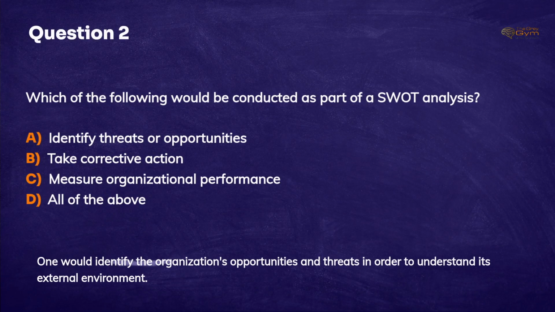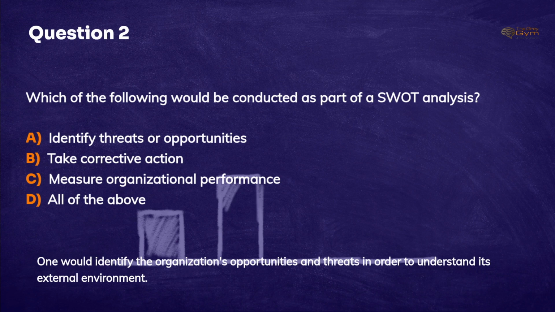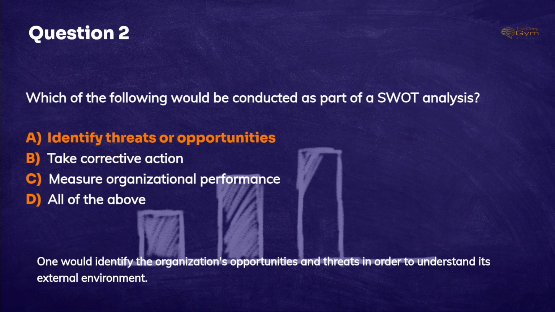Therefore, as part of a SWOT analysis, one would identify the organization's opportunities and threats in order to understand its external environment. So the answer is option A, identifying threats and opportunities.